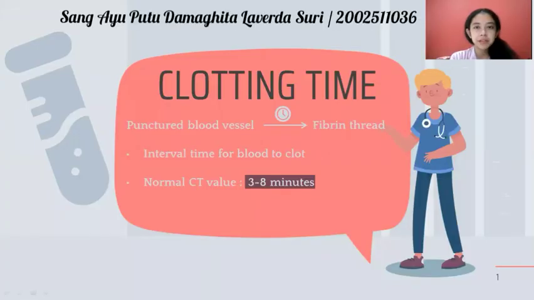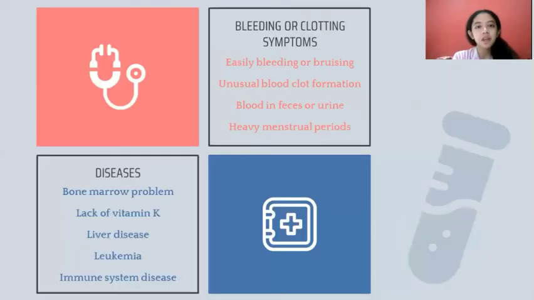So now let me explain about clotting time. Basically, clotting time is the duration from punctured blood vessel condition to fibrin thread formation. It is also defined as the interval time for blood to clot. The normal value is around 3 to 8 minutes, which shows the platelet quality in interacting with the blood vessel wall to perform the blood clotting process.